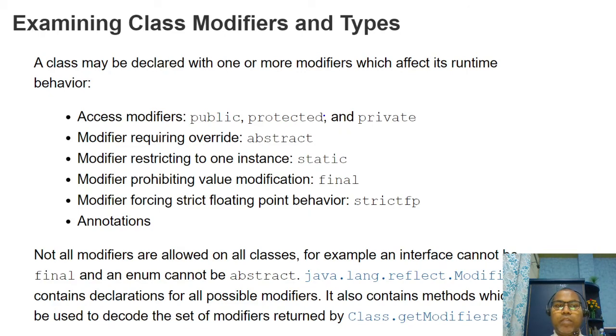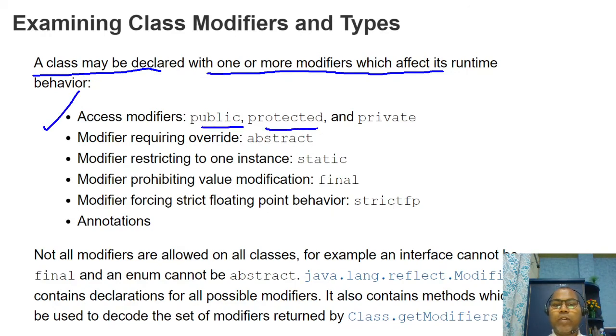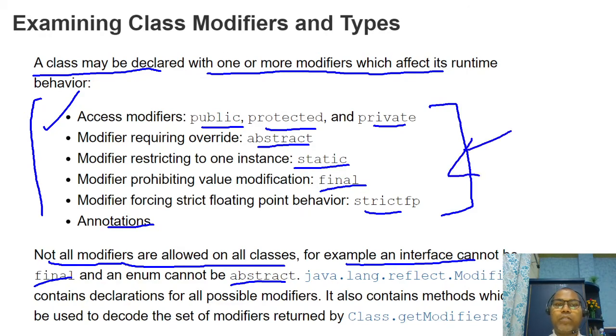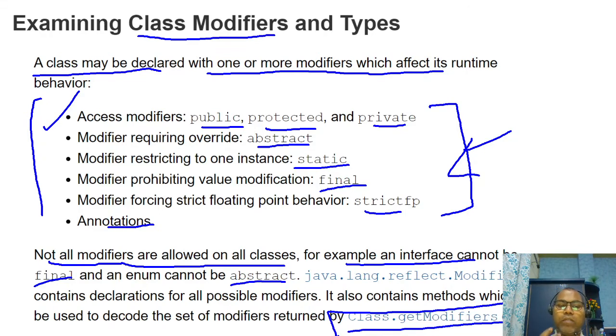After we have a class object, what does the class offer? Whenever we talk about a class, it may declare one or more modifiers which affect its runtime behavior, like access modifiers: public, protected, and private. Modifiers may also be abstract, static, final, strictfp, or annotations. Not all modifiers are allowed on a class; for example, an interface cannot be final and an enum cannot be abstract. How do we find the modifiers of any class? We have the method Class.getModifiers, which returns the complete set of modifiers.